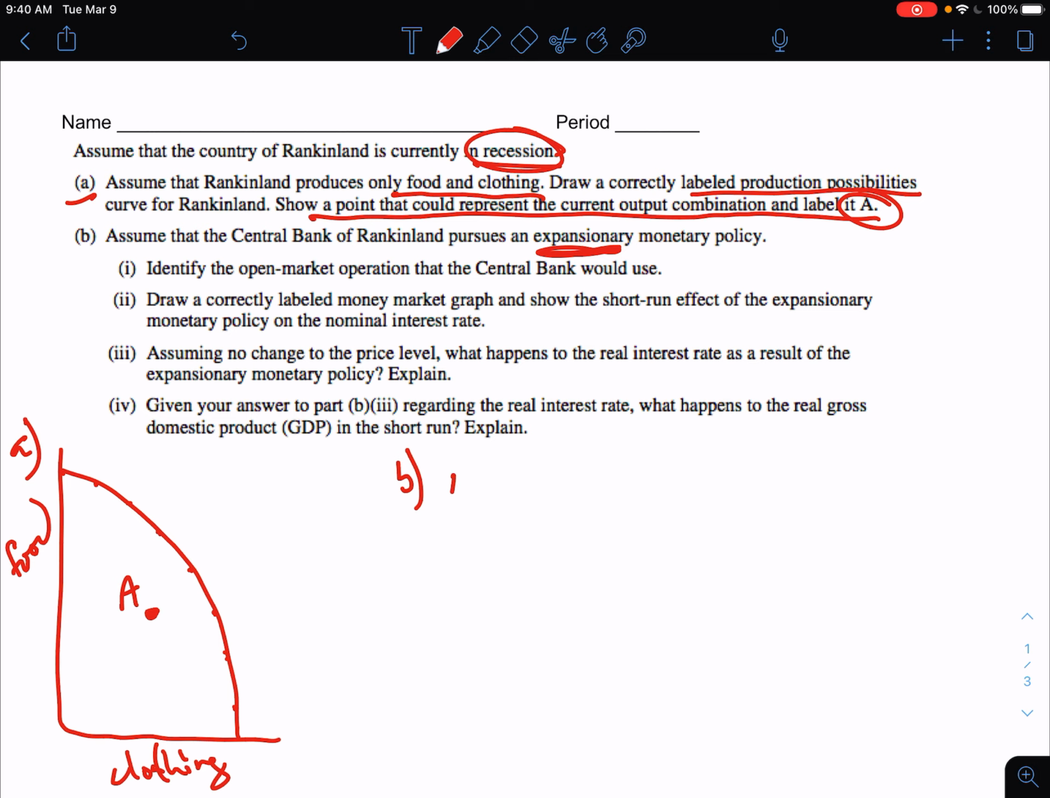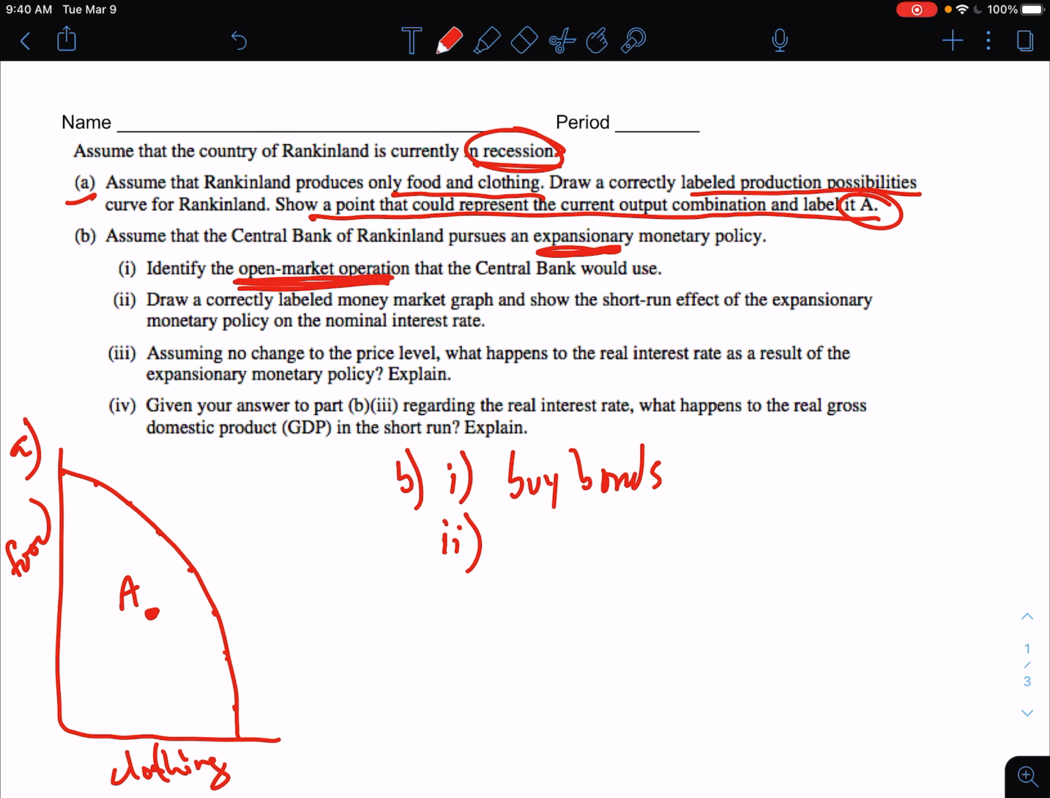All right, so B1, open market operations. I've warned you about this in class. Open market operations is one of the three tools of monetary policy. So there is only one correct answer here. The open market operation that is expansionary is to buy bonds. There's no explain. You don't have to say anything else. Just buy bonds.